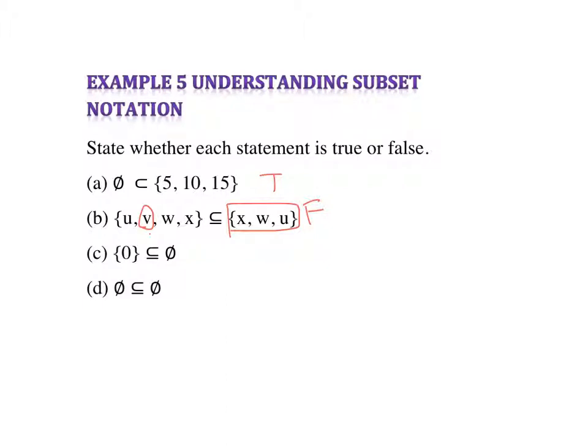C is a set with 1 element, 0, is a subset of the set of the empty set, and this is false. We've mentioned this multiple times that a null set means there's nothing in there. If you have a 0 in there, then that set has one element. Null set has 0 elements. Therefore, the set with a 0 in it cannot be a subset of the null set. Finally, a null set or an empty set is a subset of itself. This is true.